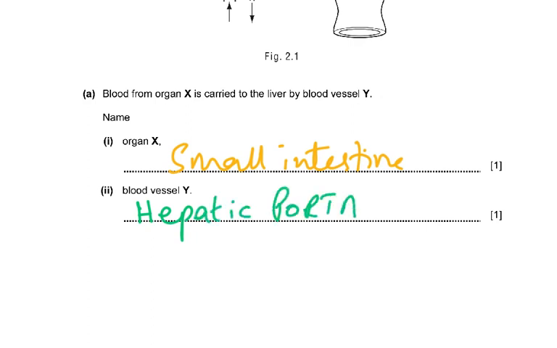That's the only thing that connects the vein. So the hepatic portal vein connects the small intestine to the liver. Hepatic, as in hepatitis, is something to do with the liver.